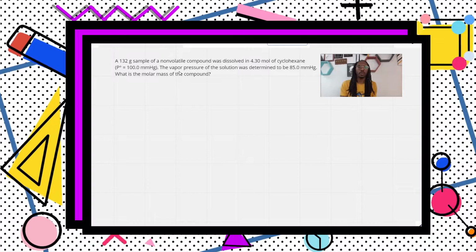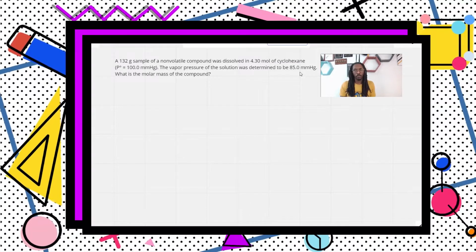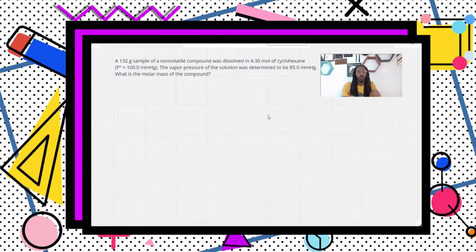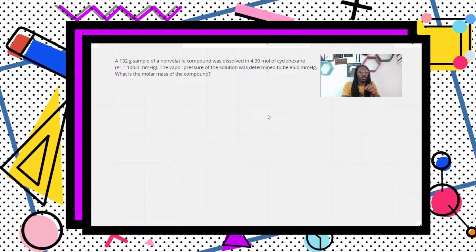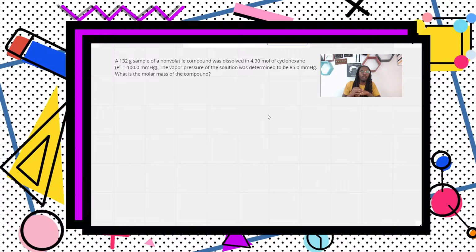And we also know that the vapor pressure of the solution was determined to be 85. So we know the final vapor pressure of the solution. This is Raoult's law. We know that this is dealing with vapor pressure. We understand that dynamic equilibrium is taking place.